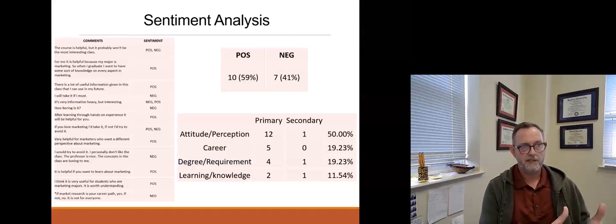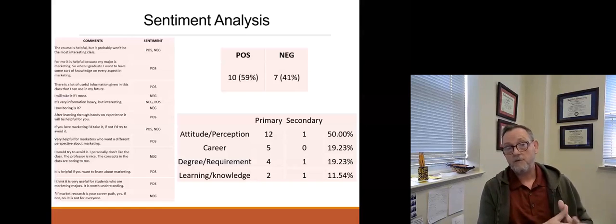For me, it was helpful because my major is marketing, and when I graduate, I want to have some sort of knowledge in this area, and that's generally positive. You can go down and see what some of these comments are. But the codes then translate into a net positive or net negative result. So in this, there were 10 positive statements, and 7 negative statements.